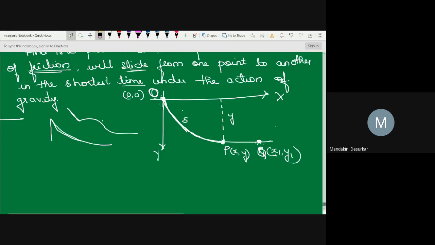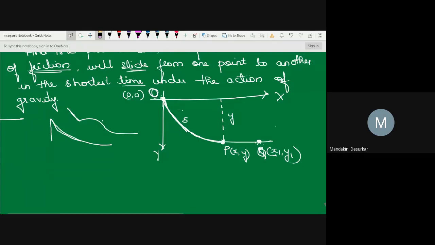Now what about from O to P? Which energy is that, for the particle which is moving from O to P? What will be the work done? See, this is your kinetic energy. Why is it kinetic energy? Because it is work.